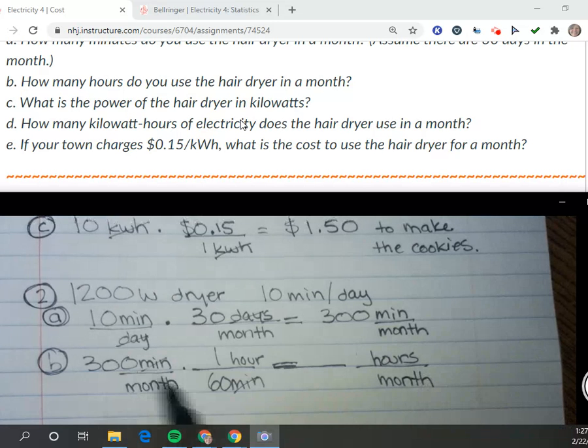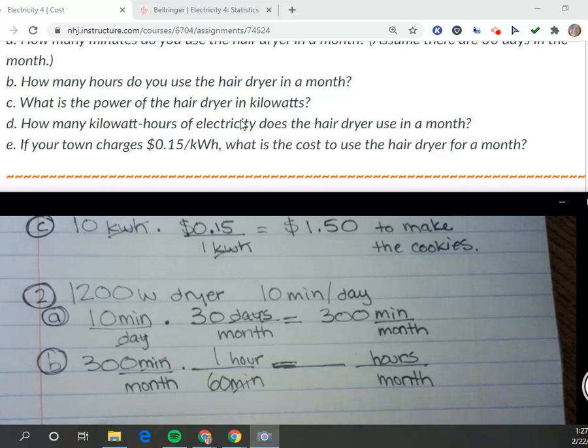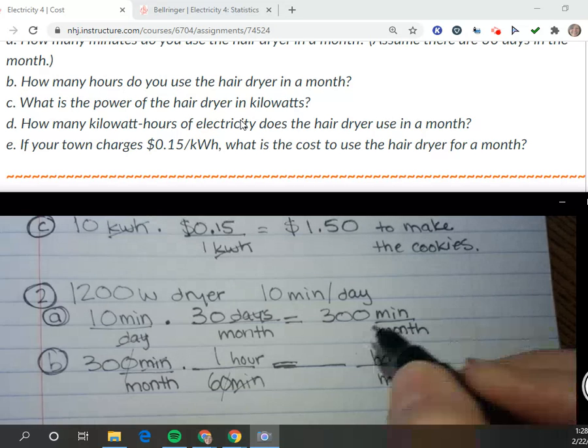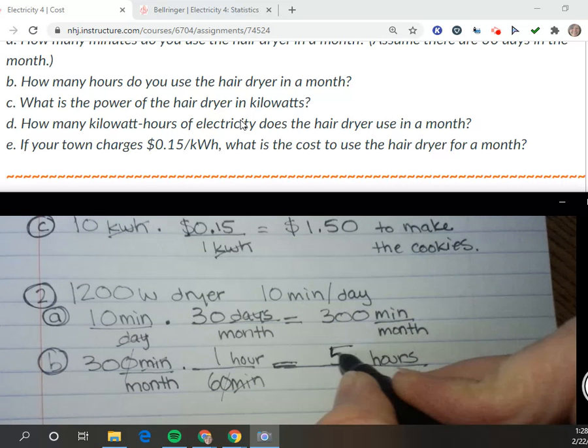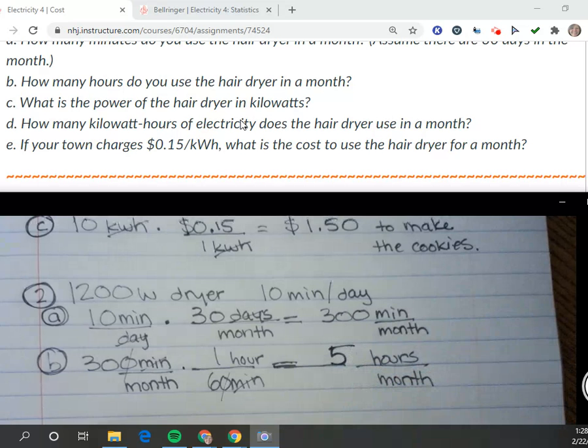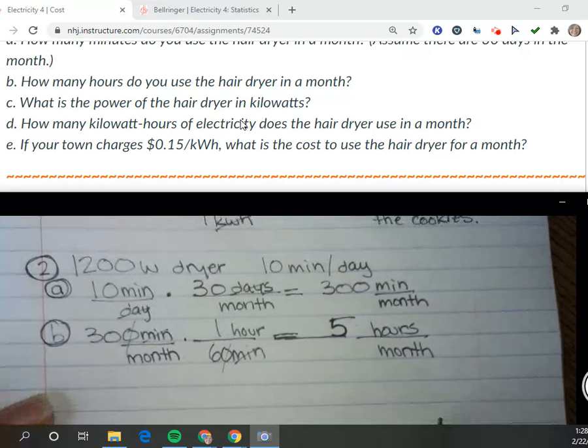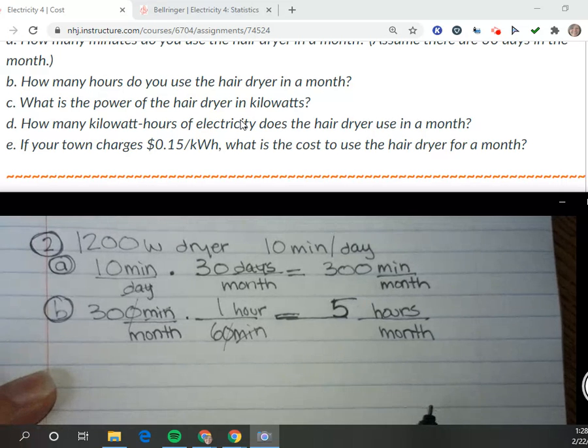Right? So I'm going to take 300 and divide it by 60. And I know that I can kind of do cheat math. I can take out a 0 and then 6. 30 divided by 6 is 5. So 5 hours per month. That's a long time. If you think about you do something 10 minutes a day, that's 5 hours of whatever you're doing. Imagine if that was practice for something.